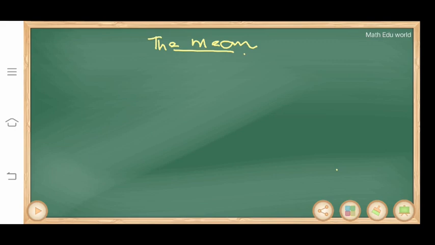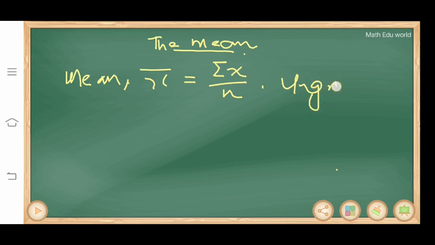What is mean? It is known as arithmetic mean and it is the most commonly used measure of central tendency. And we already learned that mean, denoted by x bar, is the sum of the observations divided by number of observations. So mean x bar is sigma x by n. This is a mean for ungrouped data.